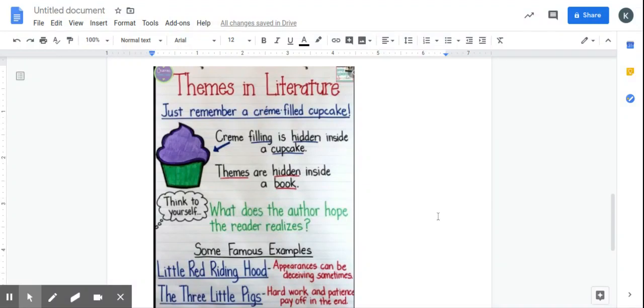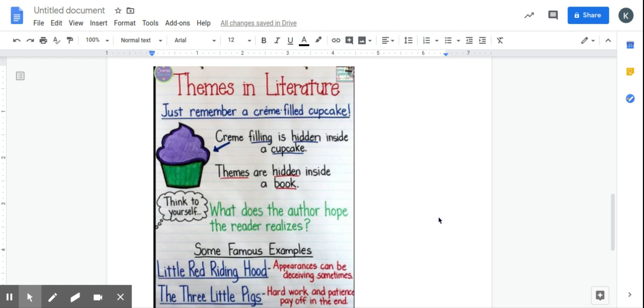Hi everyone, today is day 3 of ELA and we're working with themes in literature, so finding the theme of a story. And this anchor chart should look very familiar to you because we have this hanging up in our classroom. So theme is just like remembering a cream-filled cupcake. It's hidden inside of a cupcake, just like a theme is hidden inside of a book.